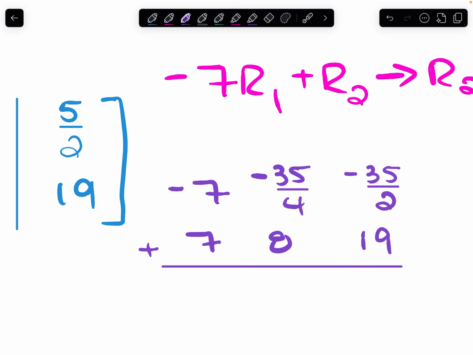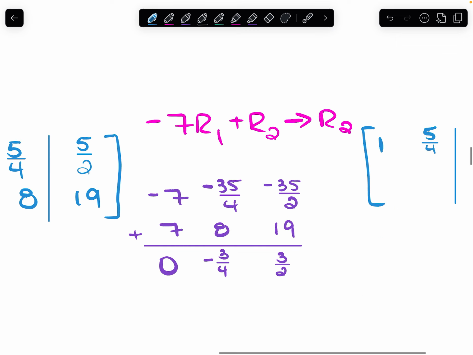We're doing column addition. -7 plus 7, lost my place for a second, 0. For your others, just again, watch your basic math. You don't want an algebra mistake in these because it's going to mess up the rest of the problem. So we're taking our -35/4 and we are adding 8. -3/4. We are taking 19 and adding our -35/2. And we are getting 3/2.